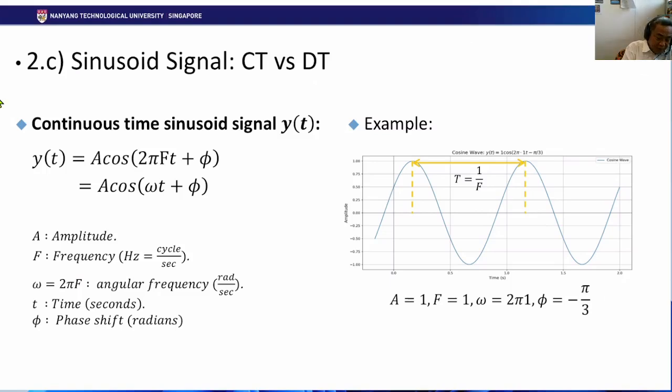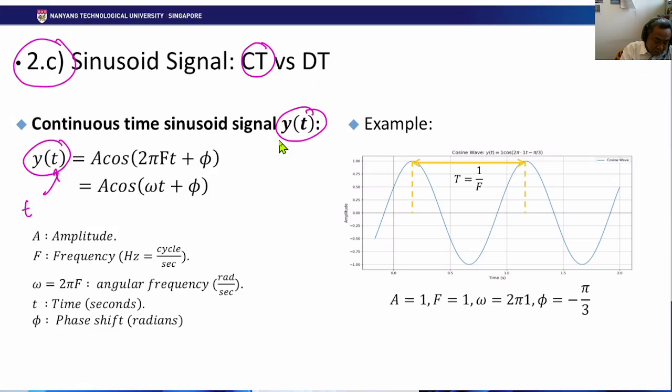This is 2.c sinusoids. Here we begin with a revision of continuous time signals, a continuous time sinusoid signal y of t. And y of t is defined for all real time, and it is in this example a cosine with amplitude A and a frequency f. So frequency is cycles per second, and we are multiplying with time, so it's how many cycles.